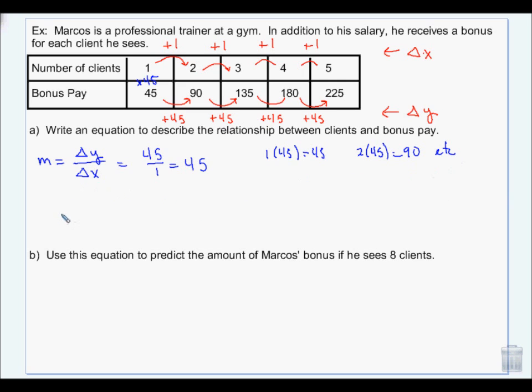So what we have is our bonus is 45x. Bonus pay is equal to $45 times the number of people, because our slope is the same as our k, right?